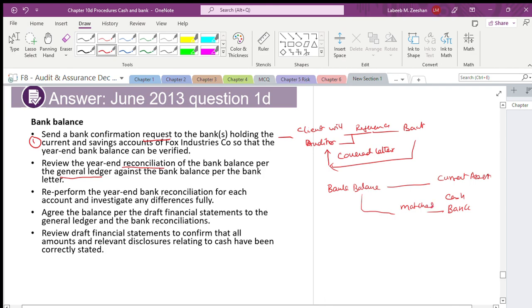Reperform year-end bank reconciliation. You do as an auditor, you reperform the reconciliation and you find any differences. You have to agree with the balances of the draft financial statement with the general ledger and reconciliations. Means you have to agree whatever balances have been reflected in the financial statement. The most important one, review draft financial statement to confirm that all amounts are relevant and disclosed. We have to confirm that the balances which have been shown are correctly stated.